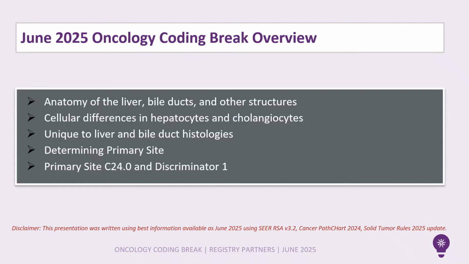In this month's coding break, Melissa Metter returns to lend her anatomy and physiology expertise to us once again. So Melissa is going to get us started with anatomy of the liver, bile ducts, and other structures. And then she's going to tell us about the very distinct differences in hepatocytes and cholangiocytes. Next, we'll move to looking at unique to liver and bile duct histologies. We'll determine primary site, and then we'll look at primary site C24.0 and discriminator 1. So with that, I'm going to pass the mic over to you, Melissa.